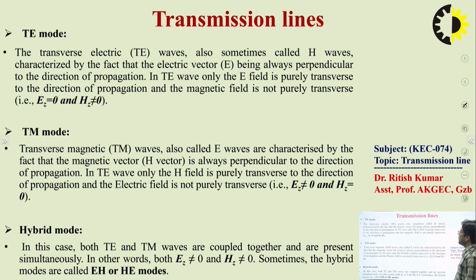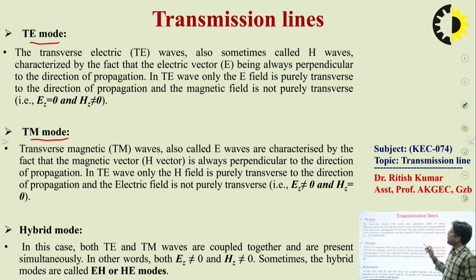Now, the second one is the TE mode. TE mode is the transverse electric mode, while TM mode is the transverse magnetic mode. As the name suggests, both modes are complementary by nature, if we say in terms of electric field, or in terms of magnetic field.